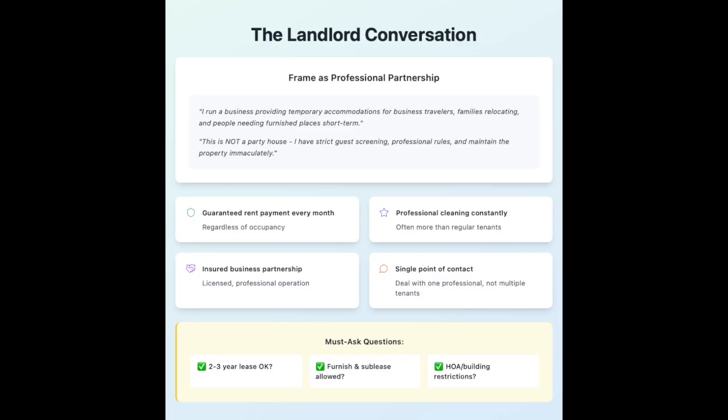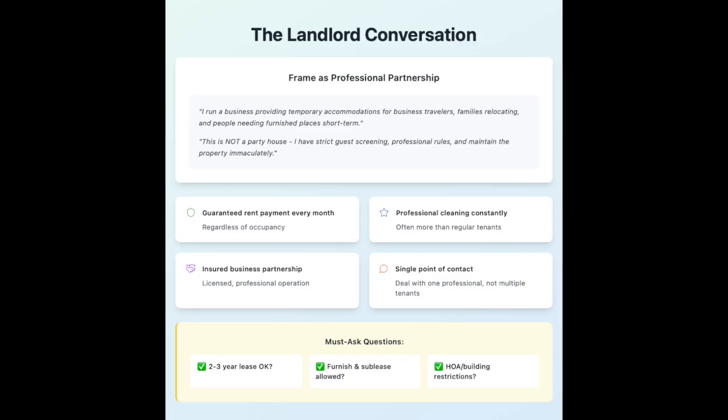How does the script say to explain the actual short-term rental part without setting off alarm bells about parties? It suggests being honest, but framing it carefully. You explain you run a business providing temporary accommodations, and you name the types of guests, like business travelers, families relocating temporarily, folks needing furnished places for a month or two. And then you explicitly say it's not for parties, that you have strict rules, you screen guests, you maintain professionalism. Saying "not a party house" directly seems smart.